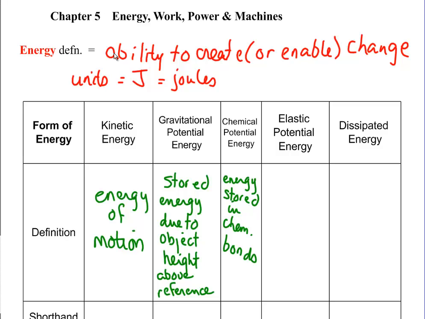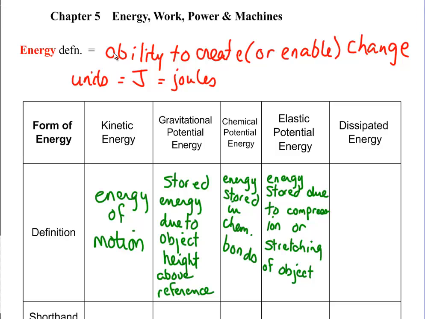Elastic potential energy is another type of stored energy. Elastic refers to what type of behavior of an object? Can you come up with something? Elastic refers to the ability of an object to either be stretched or compressed. And so elastic potential energy is energy that's stored when an object is stretched or when an object is compressed. You can think about springs, you can think about rubber bands.